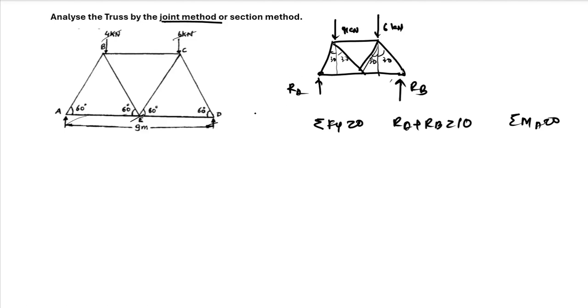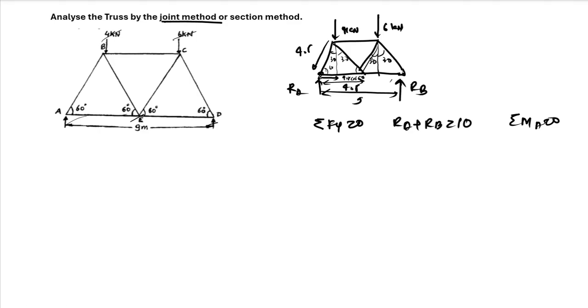So let us just apply the moment condition at point A. We have this 4 kilonewton at a distance of, so this total distance is 9. So the half distance will become 4.5. And we have this as 60 degree, this as 60 degree. So this will also become 60, which means it is an equilateral triangle. So this length should also become 4.5. And this is 60 degree as given. So this length would become 4.5 cos of 60, which is nothing but 2.25.